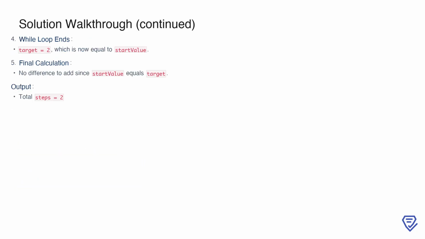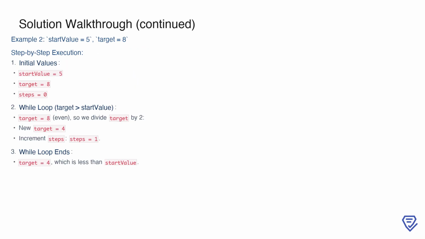At this point, the target is equal to the start value, so the while loop ends. There's no need to add any further steps since the values are now equal. The total number of steps taken for this example is 2. This demonstrates how we can efficiently work backward from the target to the start value using the defined operations.